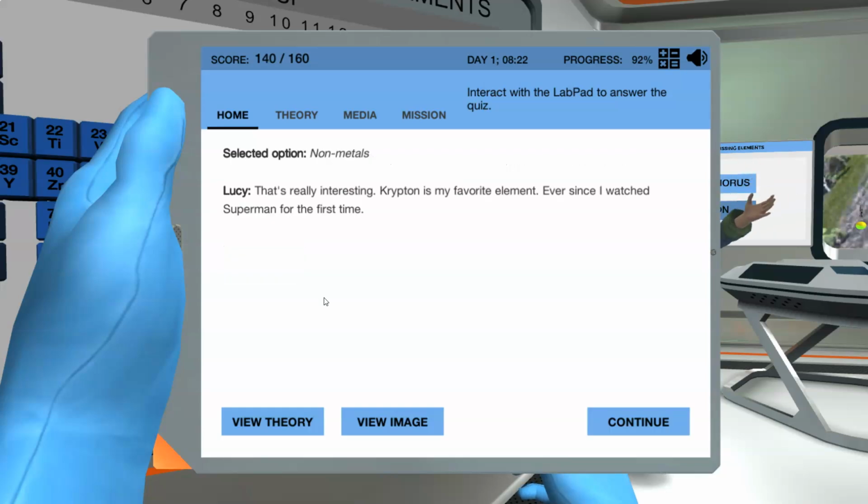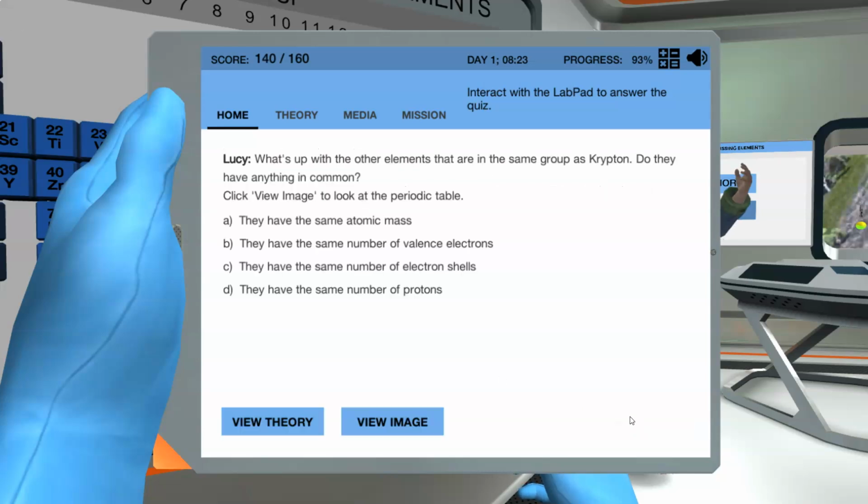That's really interesting. Krypton is my favorite element. Ever since I watched Superman for the first time. What's up with the other elements that are in the same group as Krypton? Do they have anything in common? Click View Image to look at the periodic table.